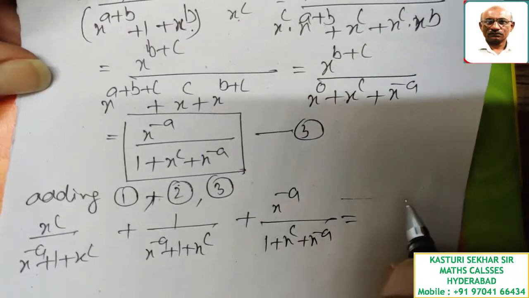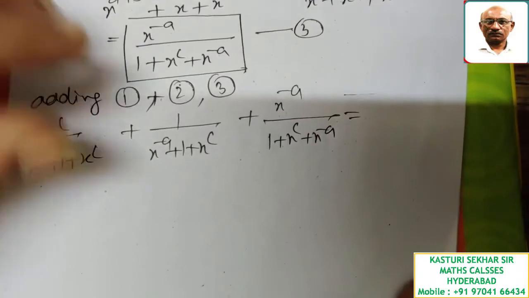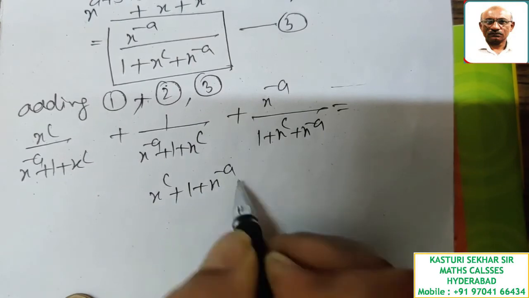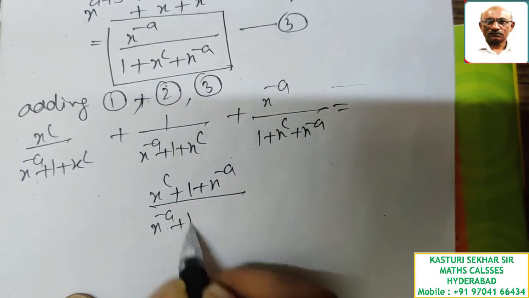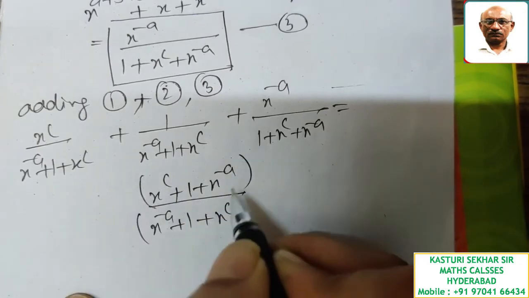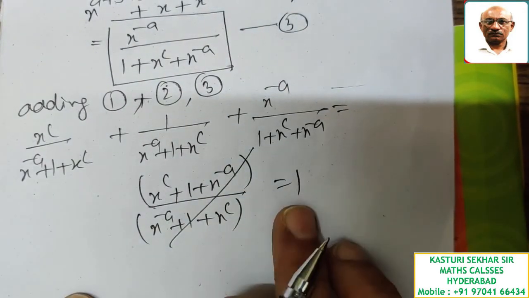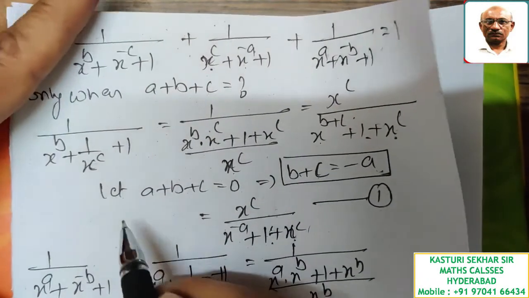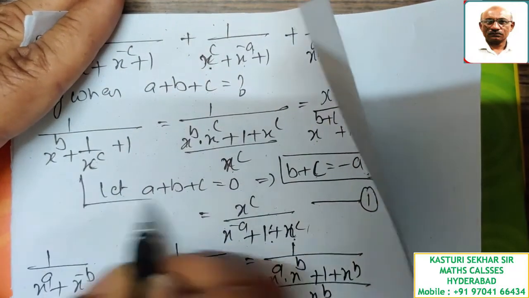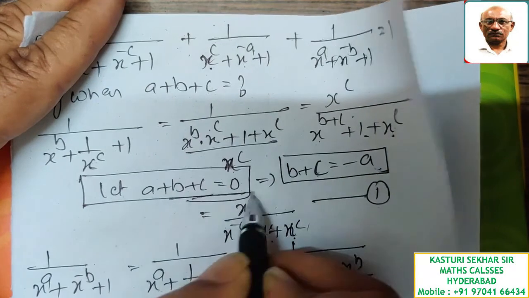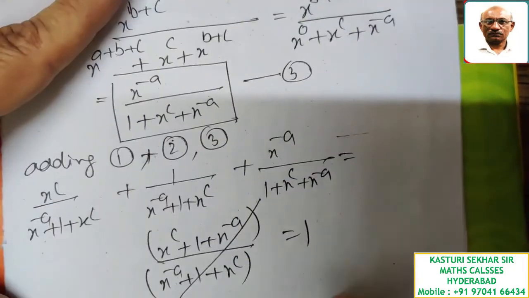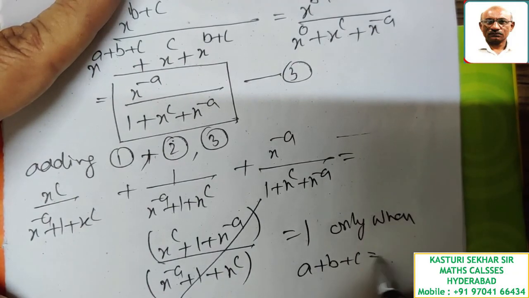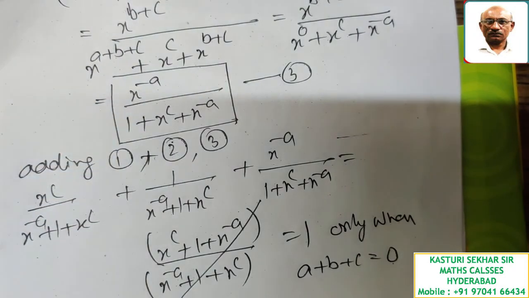Now, when denominators are same, you can add the numerators. X power c plus 1 plus x power minus a divided by x power minus a plus 1 plus x power c. Cancel, this is equal to 1. We proved this as 1 with this assumption. What is that assumption? Let a plus b plus c is equal to 0. Without this assumption, it is not possible. It is equal to 1 only when a plus b plus c equals 0.